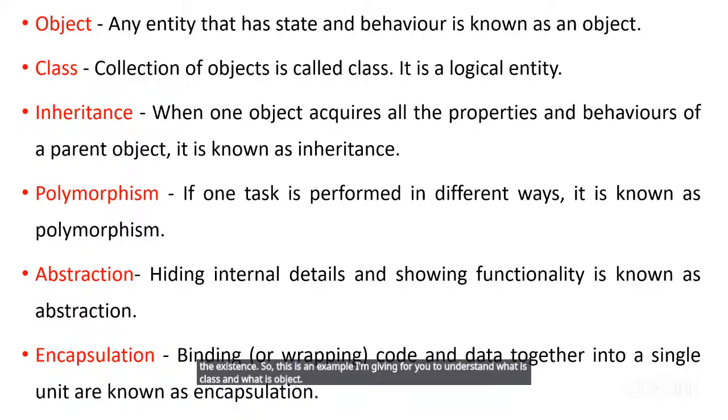But coming to the definition, any entity that has a state and behavior is known as an object. And what is a class? A collection of objects is called a class, or you can say it is a blueprint. It is a logical entity, however you want to define it. So this is called class and object.